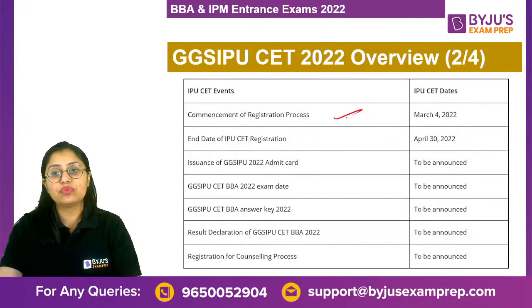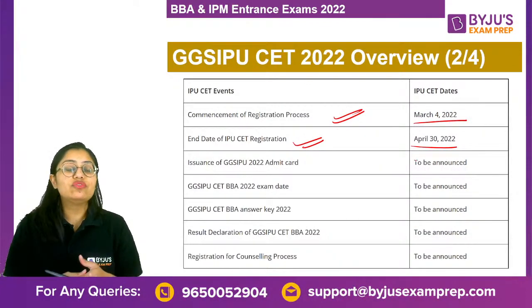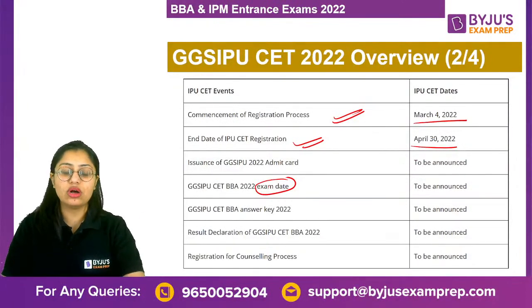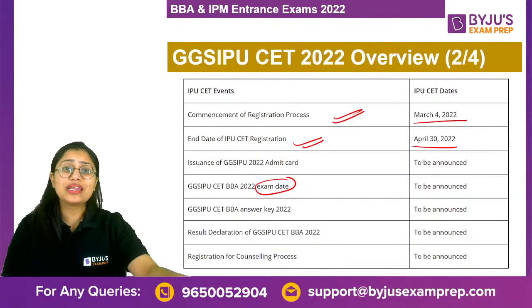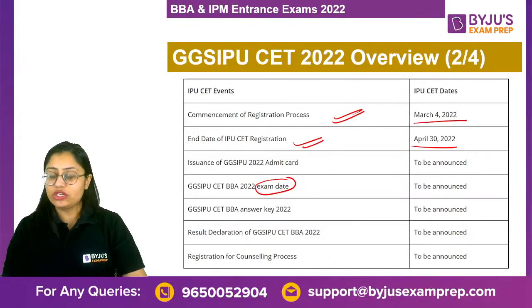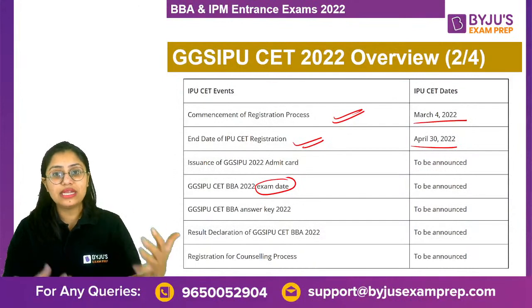So the registration process has started. The end of registration will be on April 30. The university is yet to announce the exam date. They were very clear in their brochure that if there is any problem regarding COVID or boards, they might have to change the dates if it is required. So they'll let you know about the dates soon.